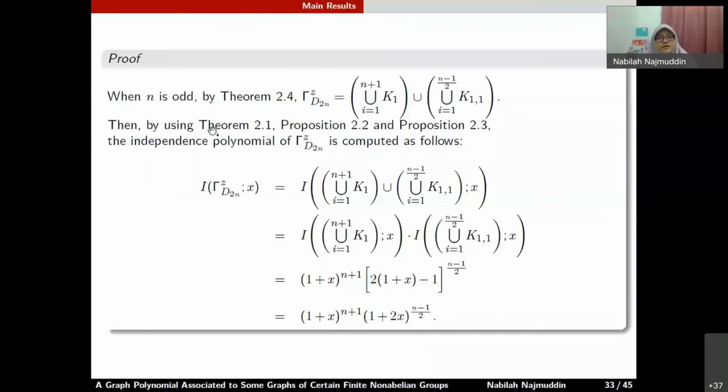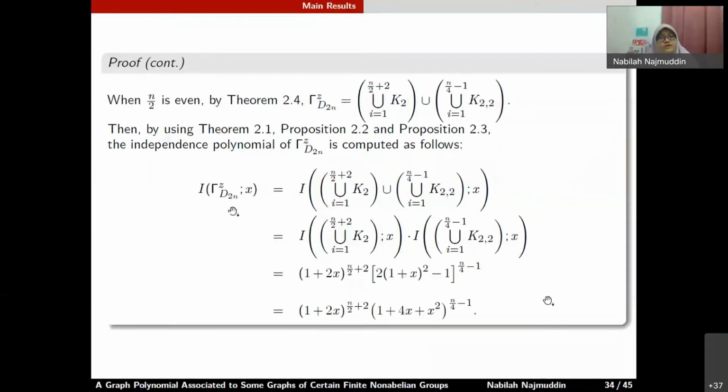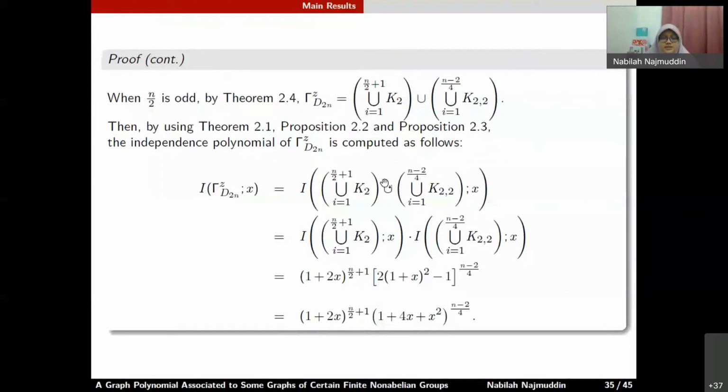Okay, then by using theorem 2.1 and also the theorem on the independence polynomial of the complete bipartite graph, since this is complete bipartite, I obtain the independence polynomial of the center graph here. This is for the first case, and then for the second case, when n is even and n over 2 is even also, this is the center graph general form, and the independence polynomial is obtained like this. And this is the last case, union.